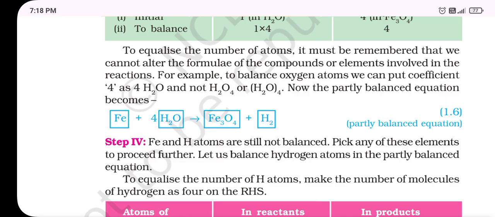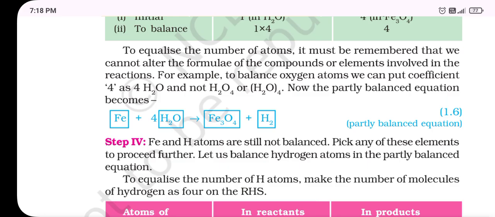For example, to balance oxygen atoms, we can put coefficient 4 as 4H2O and not H24O or H2O4, or H2O whole 4. Now the partially balanced equation becomes Fe plus 4H2O forms Fe3O4 plus H2. Here oxygen is balanced on the left side as well as the right side.